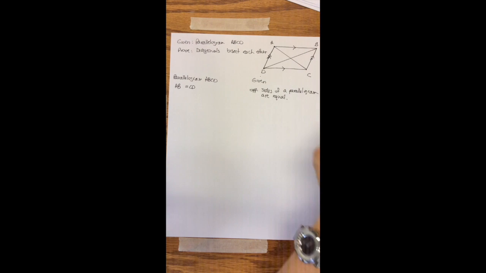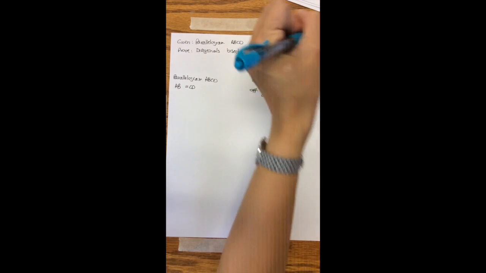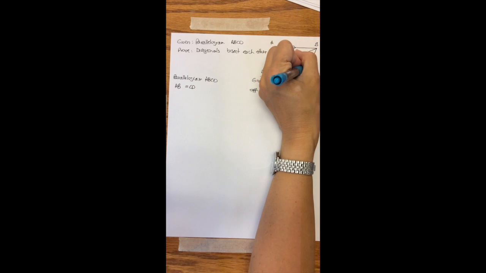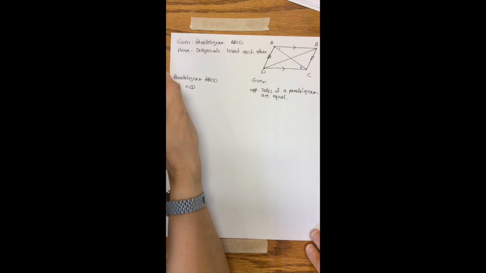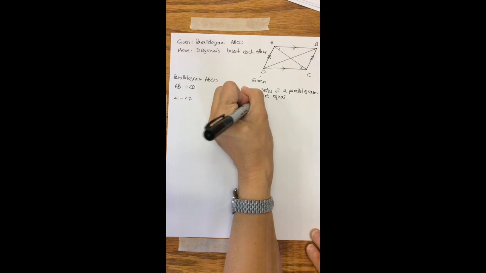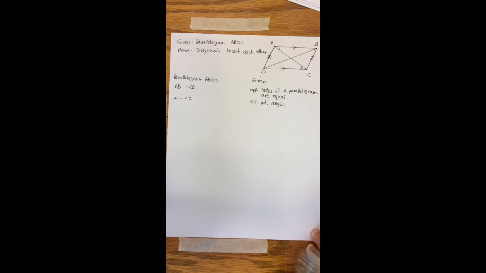We have parallel lines. So if I've got angle 1, it's going to be congruent to which angle? Way down here, angle 2. Because parallel lines cut by transversal, the alternate interior angles are congruent. So angle 1 is equal to angle 2 because of alternate interior angles.